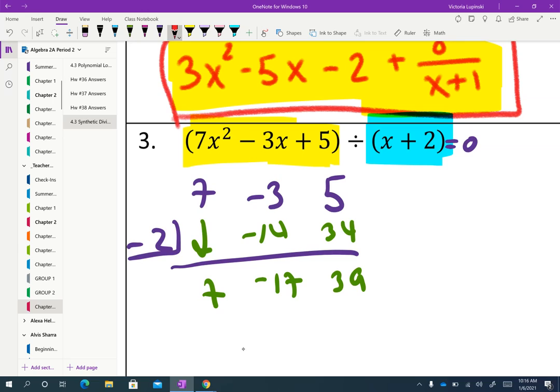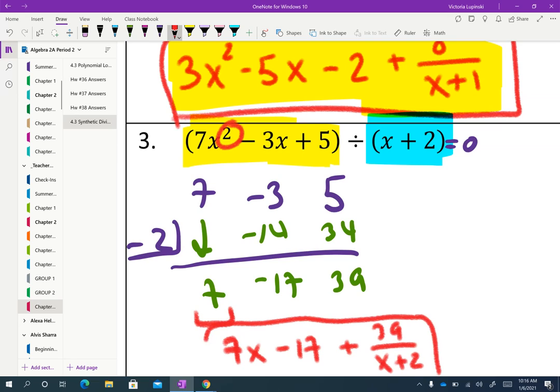Notice that in this example, you started off just as degree 2, which is a quadratic, which means your answer is just going to be a linear. So that is going to be 7x minus 17 plus 39 over x plus 2. And again, that is the proper format that you have to give your answer in.